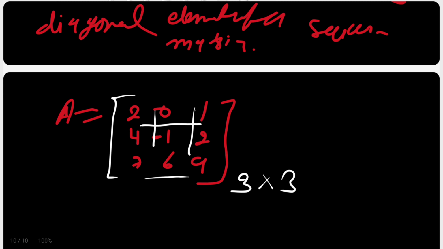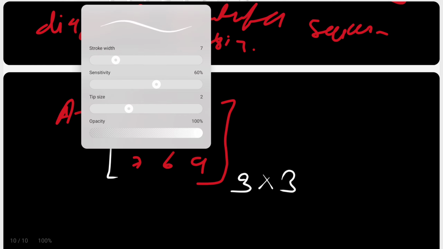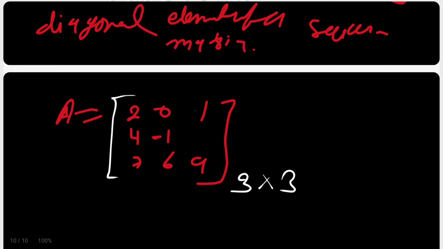Right, we have to erase this one also. A number vanished from here. Why did it happen? Okay, right, is it clear?